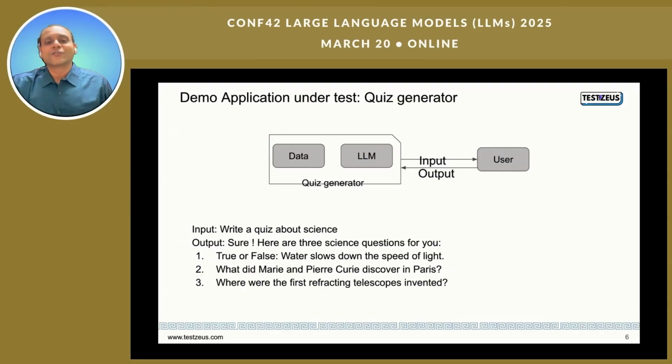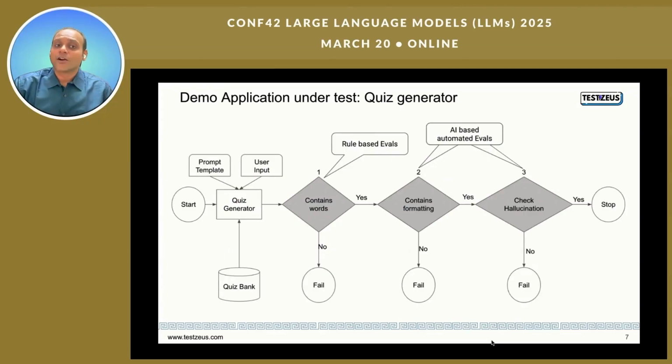That brings us to today's demo application under test. What we will do is we'll build a small RAG-based application which will act as a quiz generator. We'll provide it with a sample data set around topics like physics and science, and then we'll ask the LLM to generate quiz questions for it, which can be provided to the user. So here is an example. Let's say if we ask it to write a quiz about science, it should respond back with some science questions for us with right and wrong answers. And for this application, we will use AI to perform the automated evals.